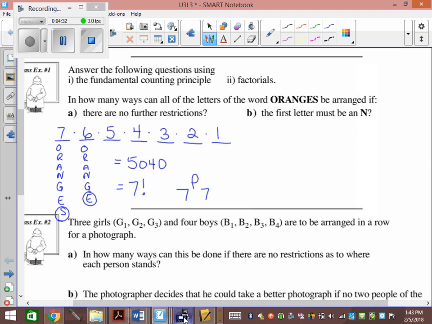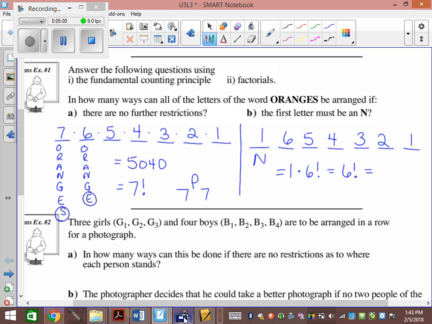All right. Now the first letter must be an N. So we have to deal with that first. One restriction. And how many letters do we have left? 6. Then this would technically be 1 times 6 factorial. Do we need the 1? No, so it'd be 6 factorial, which I believe is 720.